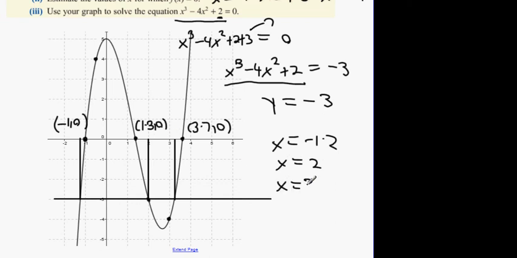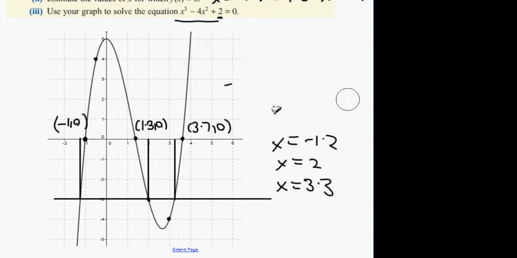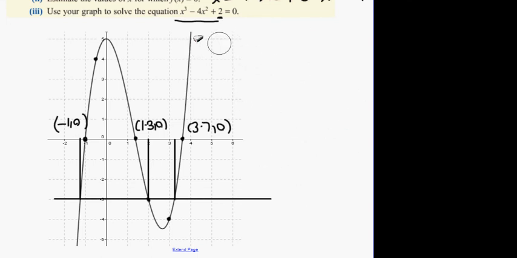And the last one? 3.3. Let me give you another one, because I guarantee you none of you have a clue what that's about. Okay, let me try another one with you, okay? I'm going to make up the question to look completely different this time, alright? I'm always going to use x cubed, and I'm always going to use 4x squared. Instead of using 2, this time I'm going to use 3.